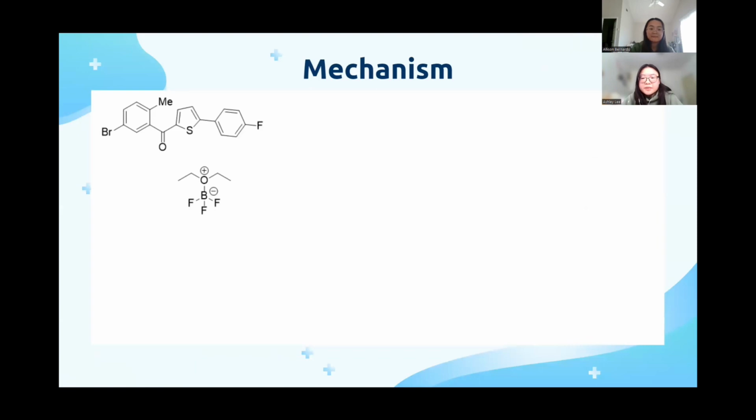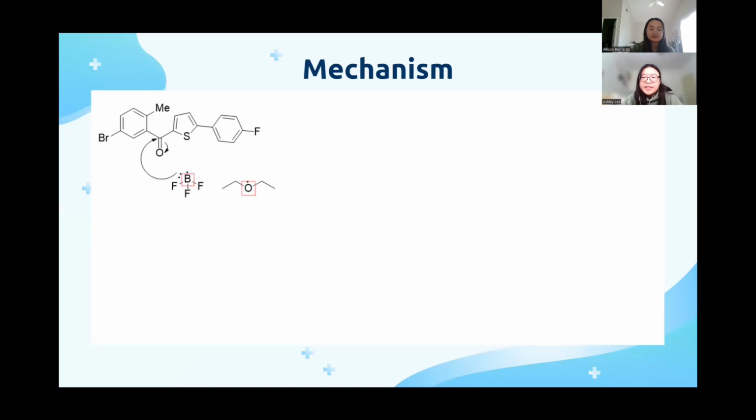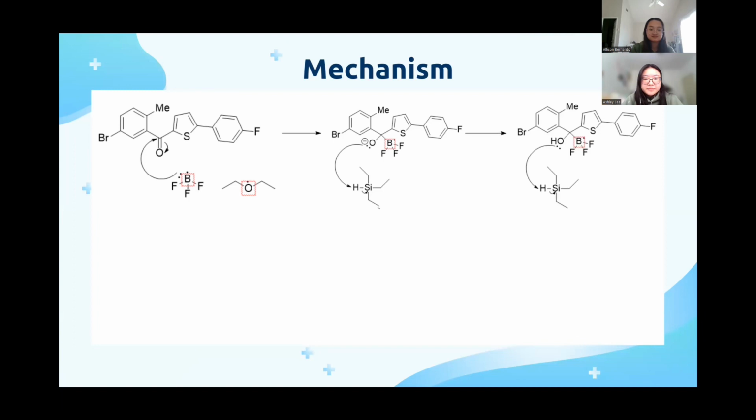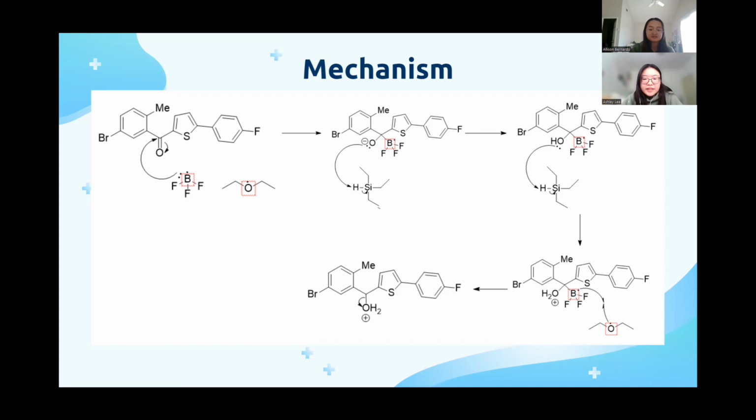Compound 8 is reacted with boron trifluoride etherate, which breaks apart and reacts with the carbonyl group, and boron trifluoride attaches itself to compound 8. The electronegative oxygen is nucleophilic and then reacts with triethylsilane twice, as seen on screen. Boron trifluoride reacts with diethyl ether to reform the starting material. Finally, water breaks apart the compound, producing compound 9.